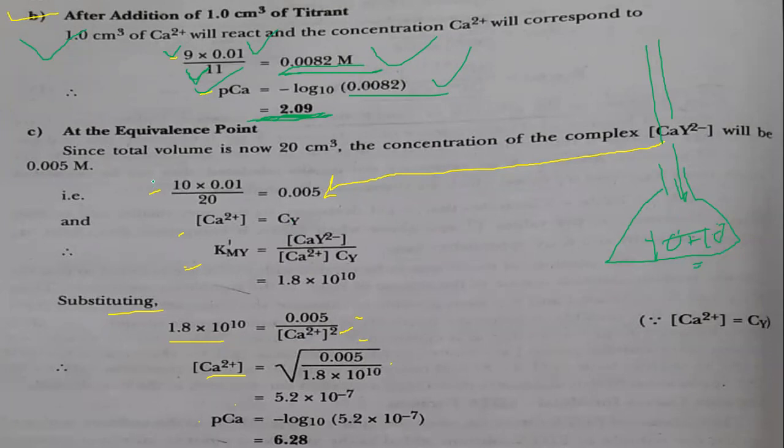आता इथं बघा काय करतात तुम्ही. What happens here? See, since total volume is 20 ml, the concentration of complex CaY2 minus, you are not considering the calcium concentration here. Here you are considering CaY2 minus will be 0.005. How that is? See, किती ml टाकलेला आहे वरतून? 10 ml टाकलेला आहे.